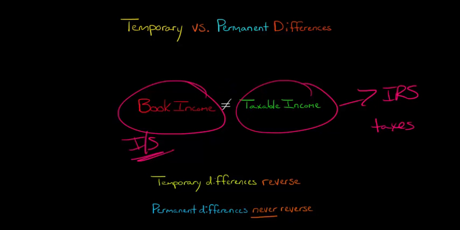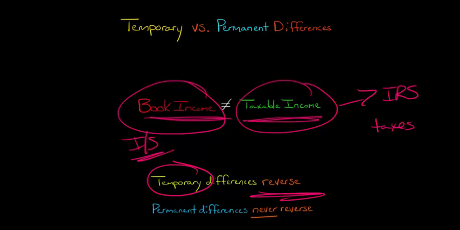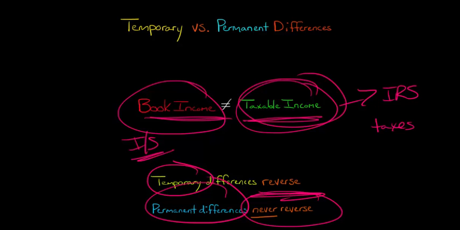Now, these differences between book income and tax income could be either temporary, in which case they will reverse in a future period, and ultimately the same amount of deductions are taken. It's just a timing difference. Or it could be a permanent difference, in which case there's never going to be a reversal. For example, income from life insurance proceeds is never going to be taxable. It's never going to be part of taxable income. However, it is part of book income, and that's not going to reverse at any point in the future.